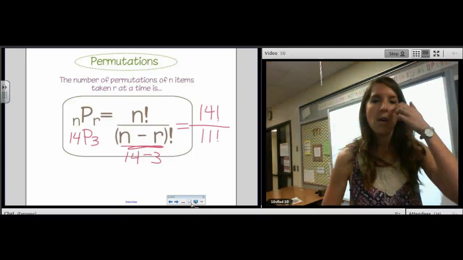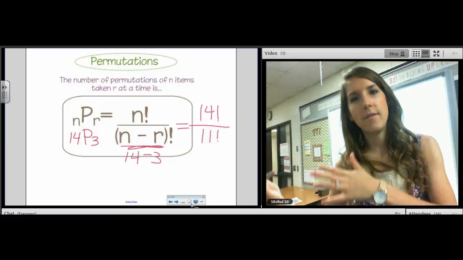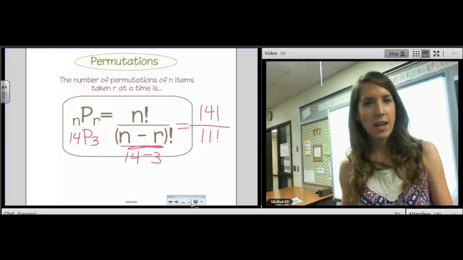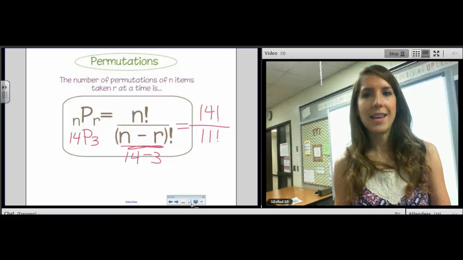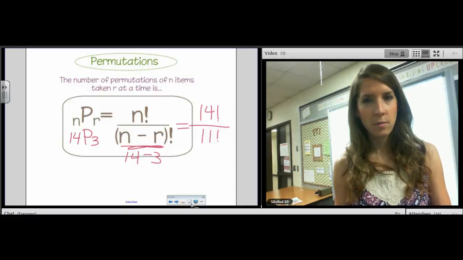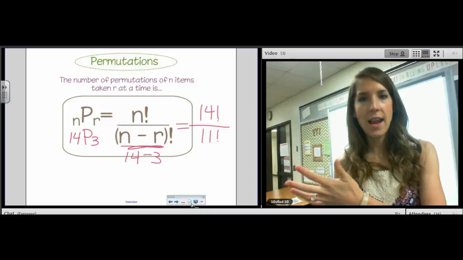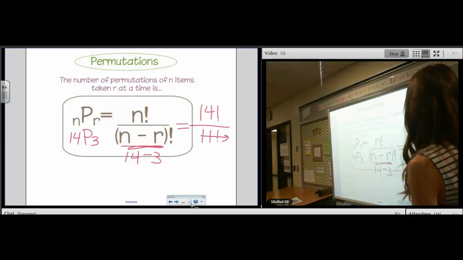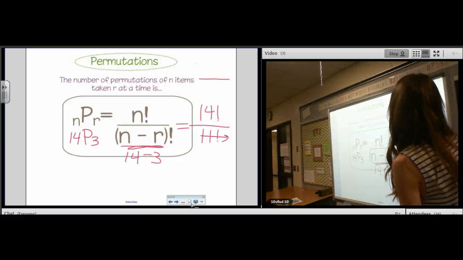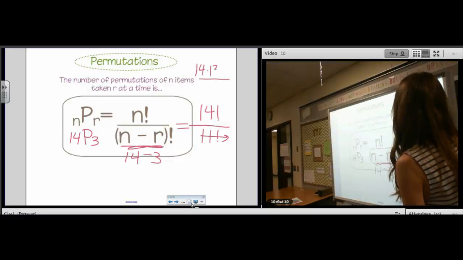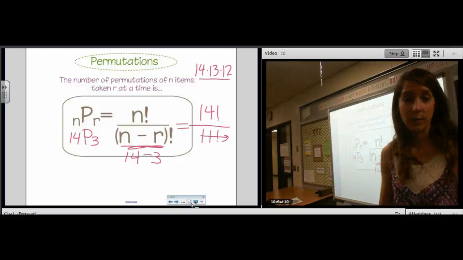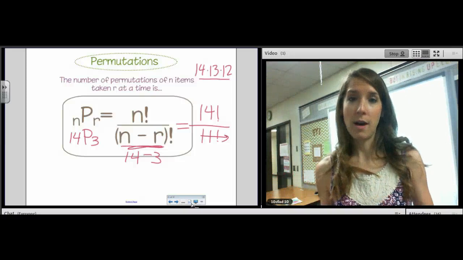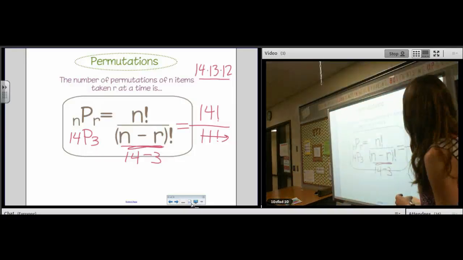So wait a minute, if I've got 14, 13, 12, 11, 10, 9, 8, 7, 6, 5, 4, 3, 2, 1 in the numerator, and I've got 11 on down in the denominator, which numbers are going to cancel? 11, 10, 9, 8, all of those are going to cancel. So if 11 and on cancel, what's going to be left in my numerator? 14 didn't cancel, 13 didn't cancel, and 12 didn't cancel. The rest canceled. So do you agree that that's exactly how we worked that problem? 14 times 13 times 12. So that is how the formula works.